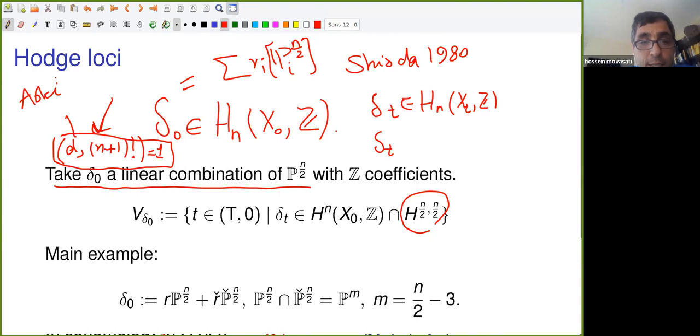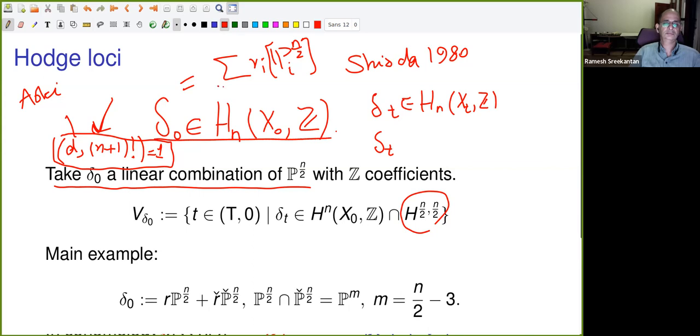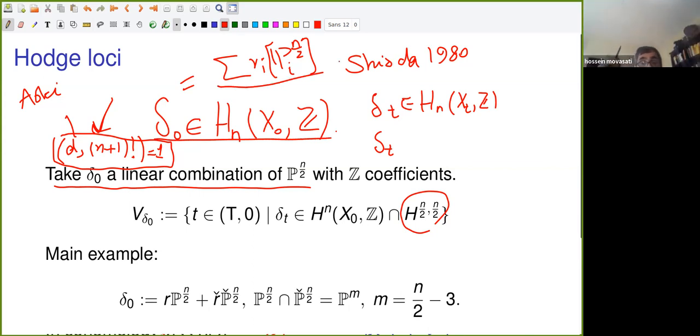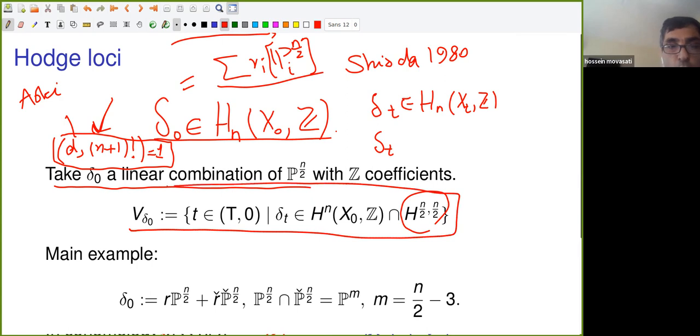Let's say we have this Hodge cycle. Here, I took the linear combination of these linear cycles. So let's call them this linear cycle. Then it is natural to define the Hodge locus in this way. So what is V delta zero? It is the locus of points in the neighborhood of zero, the Fermat, such that delta, well, delta automatically is here, but the condition is that delta must also be in this middle piece of the Hodge decomposition.